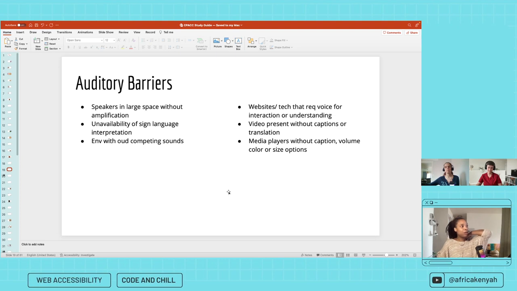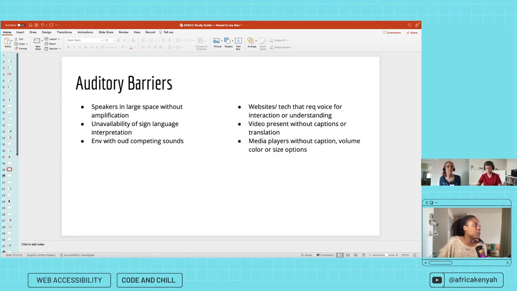All right, so let's talk about auditory barriers. Auditory barriers include speakers in a large space without amplification and unavailability of sign language interpretations, environments with loud competing sounds, websites or tech that require voice for interaction or understanding, video presentation without captions or translations, media players without captions, volume, color, or size options.